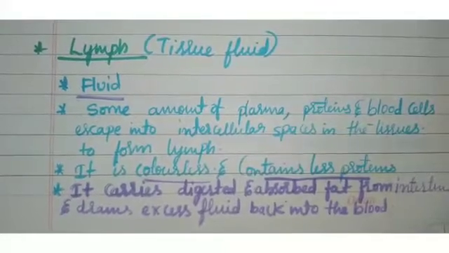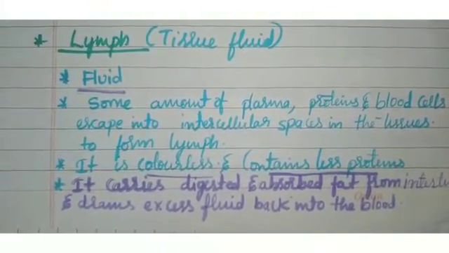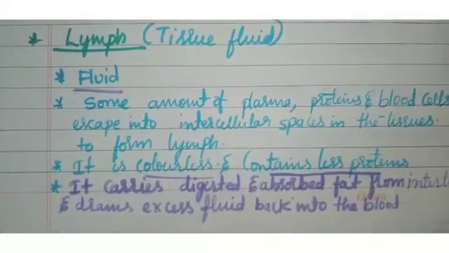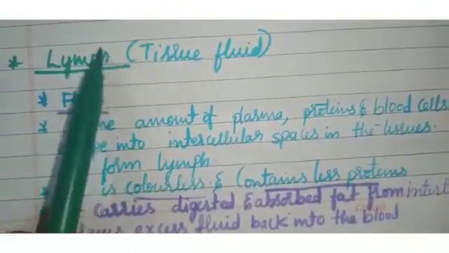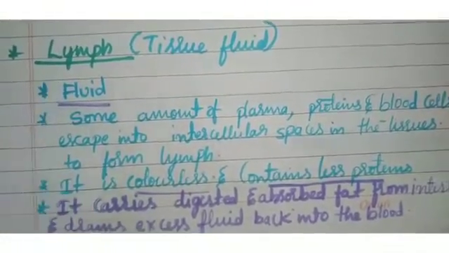And the last component of the blood is lymph. Lymph is another type of fluid. It is also involved in the transportation of materials. We can also call it tissue fluid. Lymph is also called tissue fluid. So how is this lymph formed?